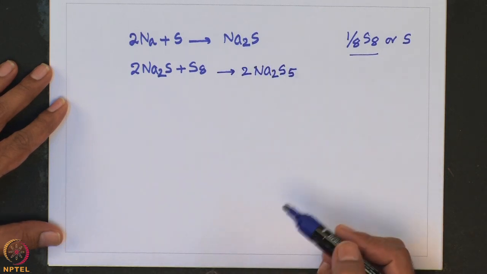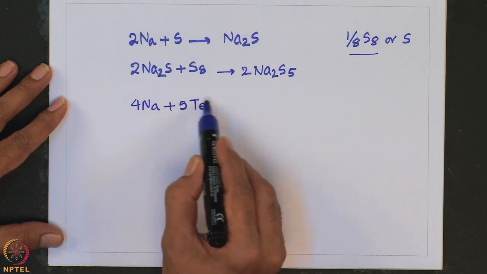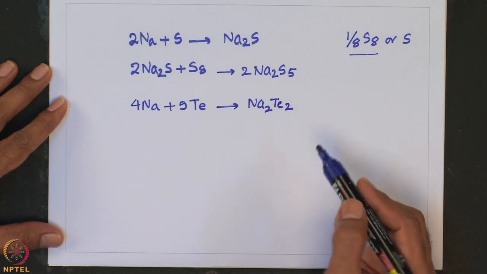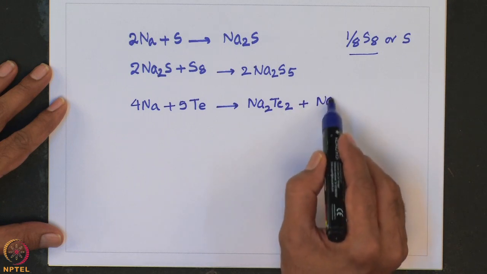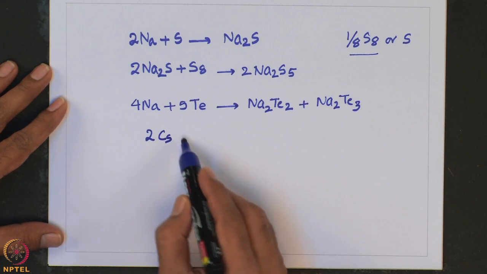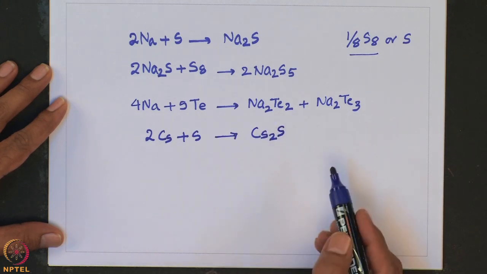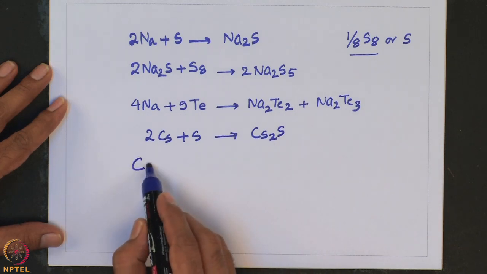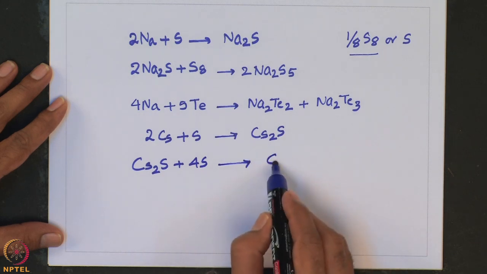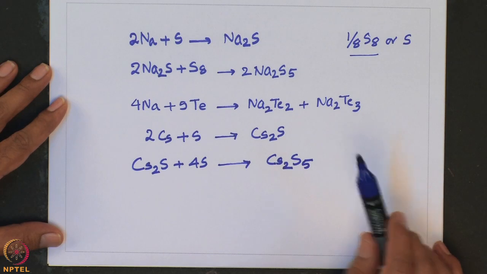2Na2S5. And similarly, sodium can also react with tellurium to give a mixture of Na2Te2, similar to sodium peroxide, and Na2Te3. And cesium also reacts in a similar fashion. This cesium sulfide reacts with excess sulfur to give Cs2S5, similar to the sodium analog.